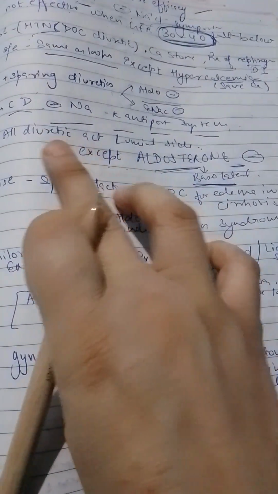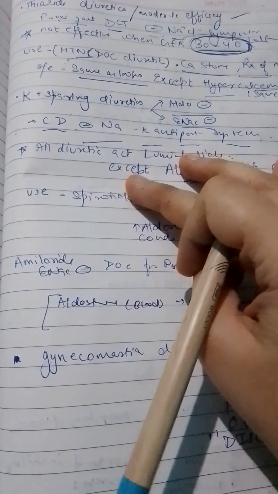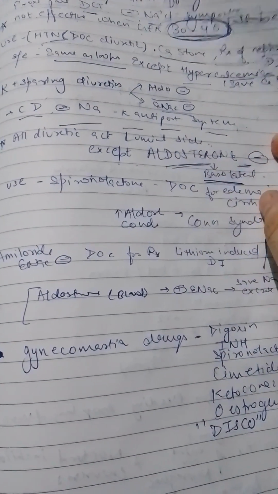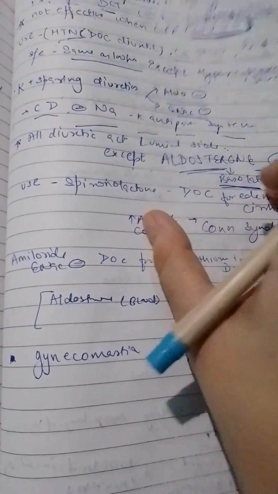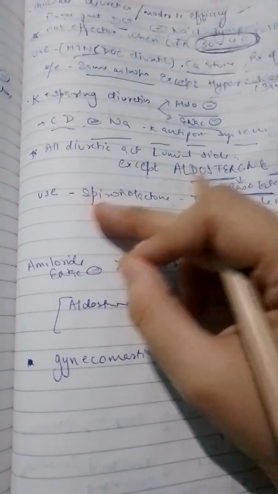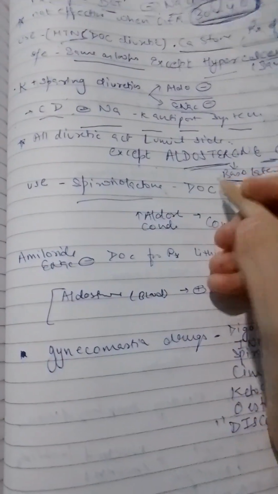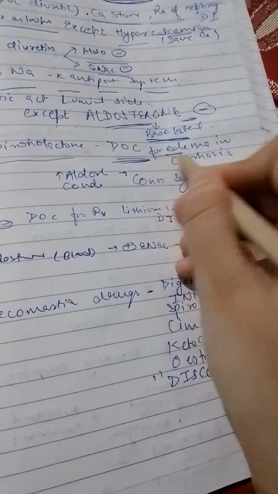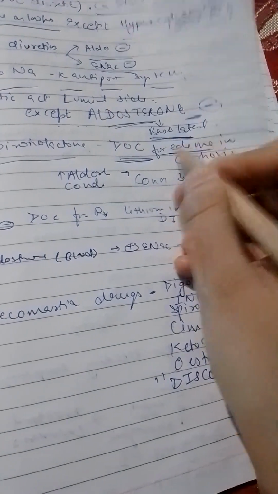Anyway, they can ask that all diuretics act on the luminal side, except the aldosterone inhibitor, which acts on the basolateral side. Then let's talk about the uses of potassium sparing diuretics. For example, spironolactone is the drug of choice for edema due to cirrhosis. If the edema is due to cirrhosis, the drug of choice will be spironolactone.